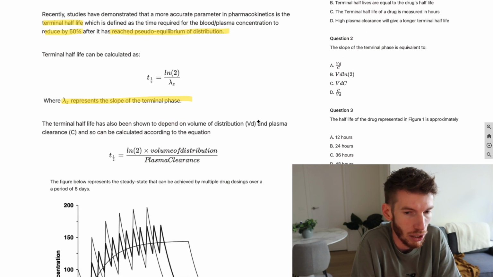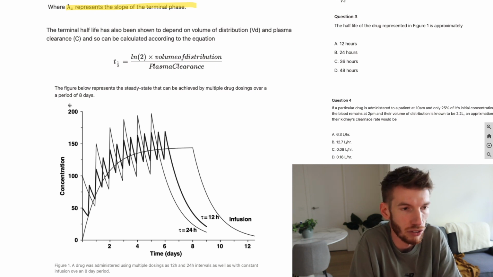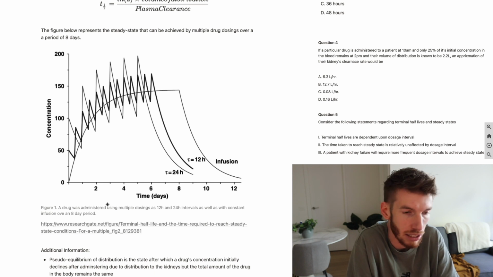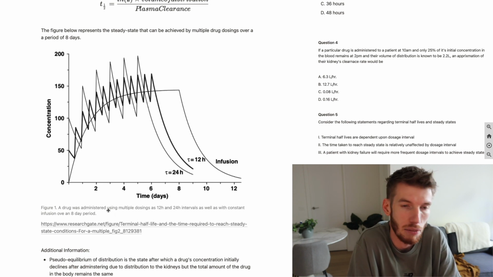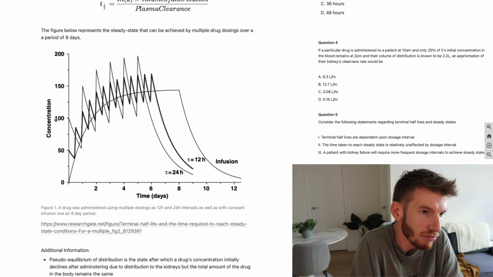The next thing then, it goes on for quite a bit. We've also got the figure below represents the steady state that can be achieved by multiple drug dosings over a period of 8 days, and we've got a graph here. I've referenced it if you wanted to go there, but I would probably recommend not clicking the link right now because some of the answers may be revealed if you read through the original article. But if you're interested, because it's quite an interesting study, then you could always reread the original source.